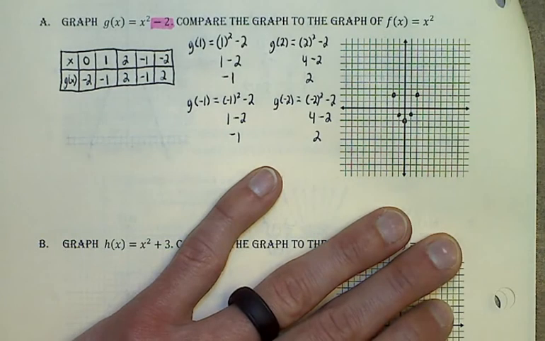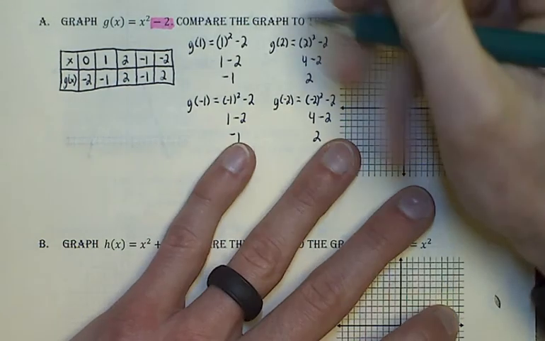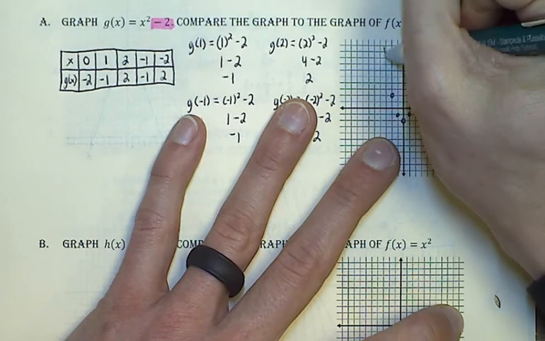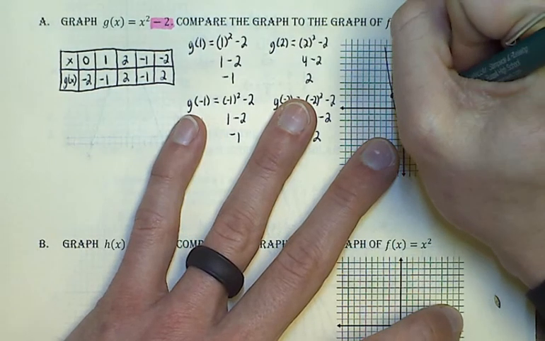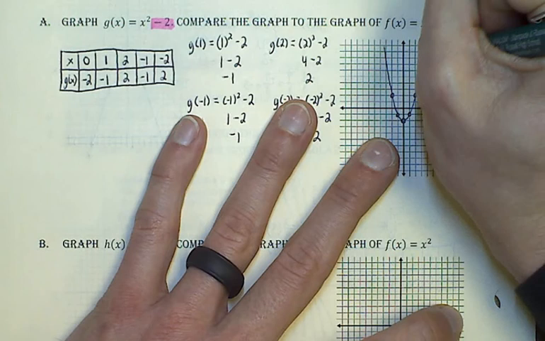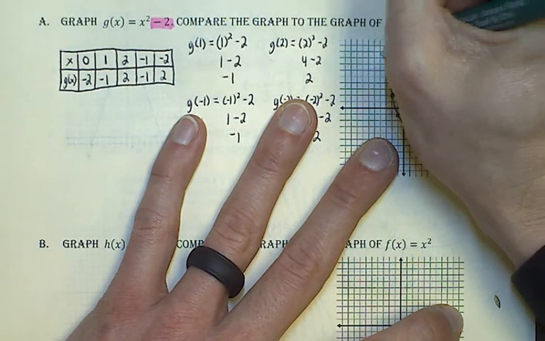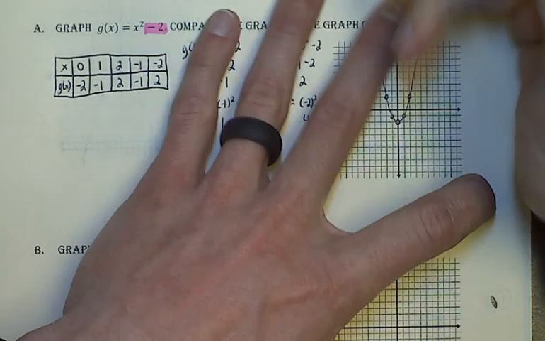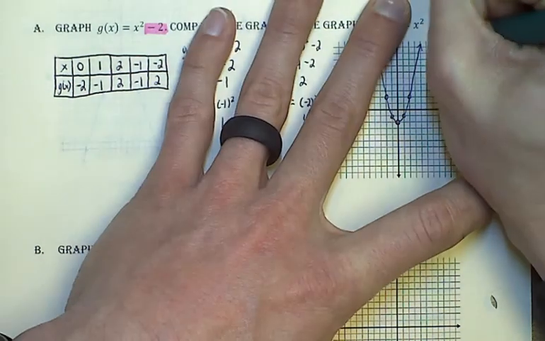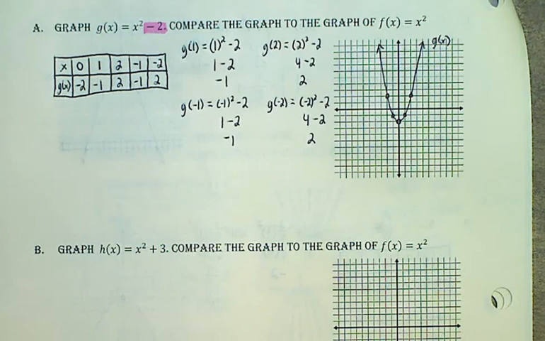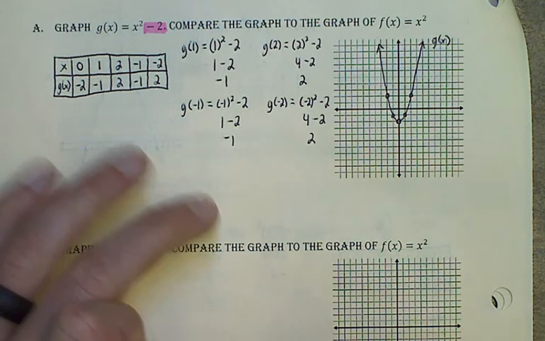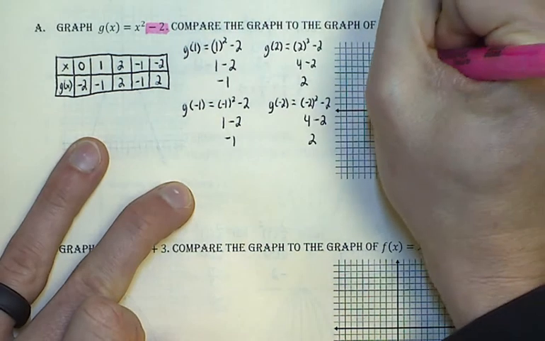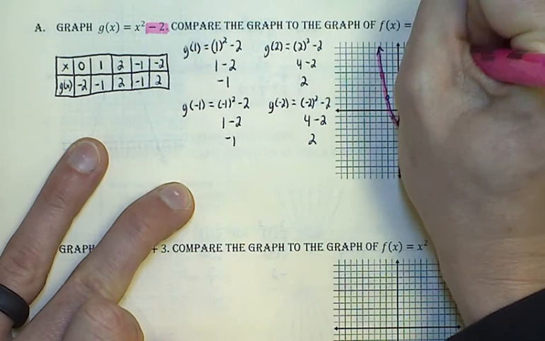Now I need to, again, draw a smooth curve as best I can, make it look like a parabola, arrows at each end. And again, this is my g of x. Now the reason I got to label this, and I'm going to put a highlight around it just to make sure it's really obvious what my g of x is, is that I'm going to have to draw my f of x.